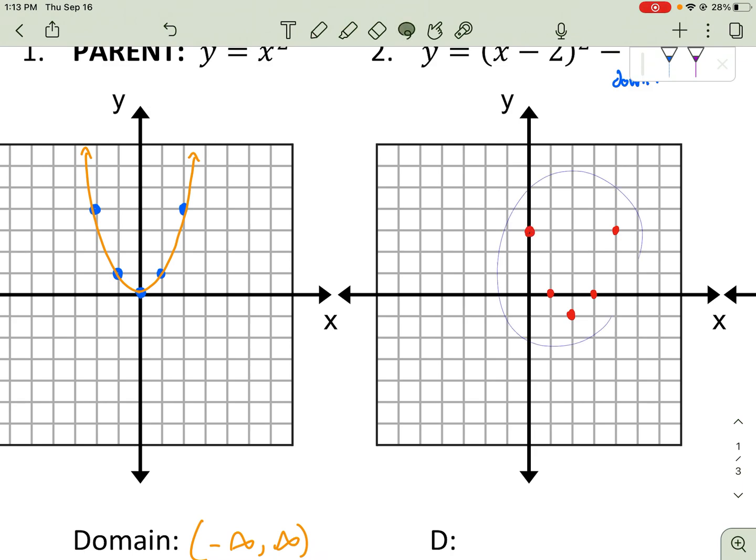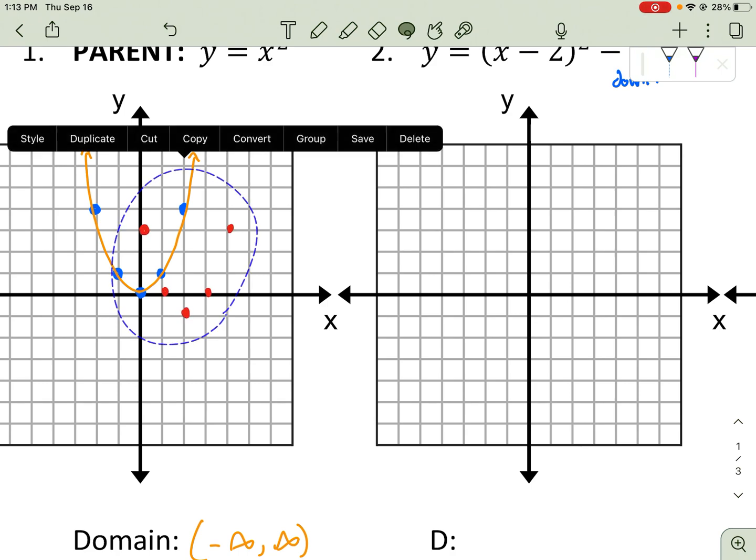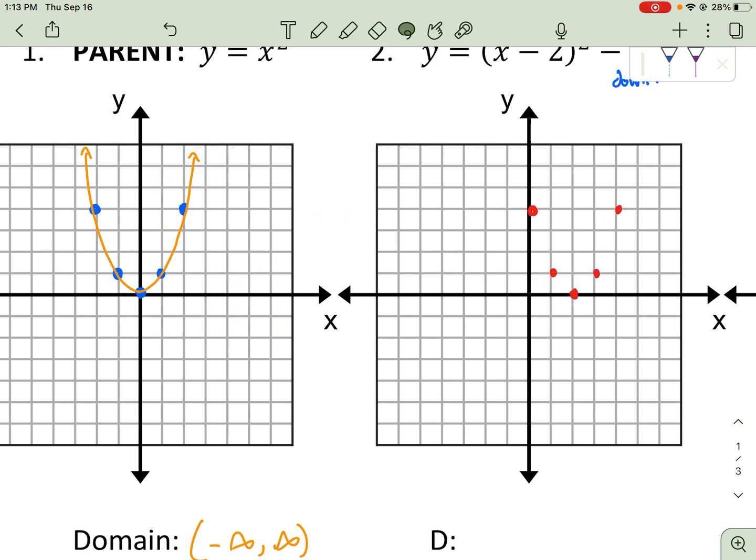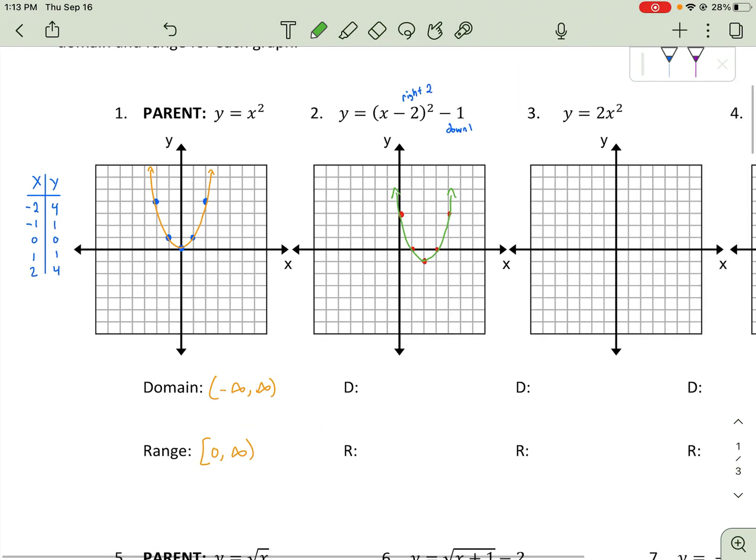So if we take this and move them over here, maybe you can see how each point now went right 2, down 1. So you can see that, hopefully. That's why it's nice to put it on the same grid. So right 2, down 1 is right there. And then we just draw a nice smooth curve through those points. There you go. So that's that one.